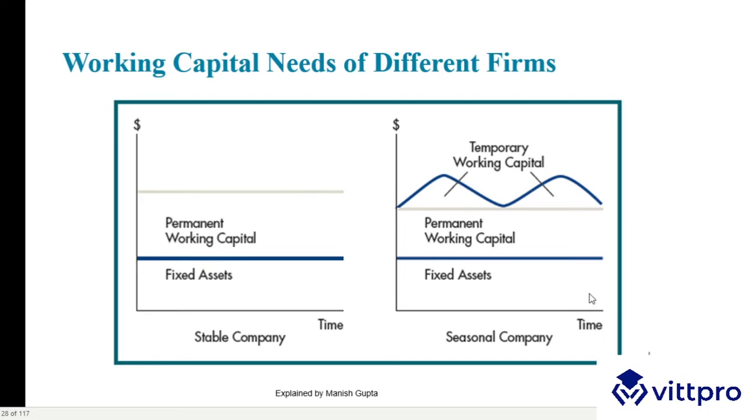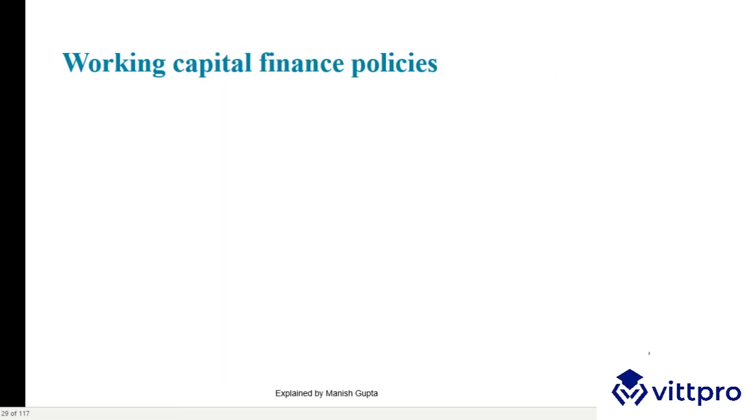And then there are seasonal companies where there is a fixed asset and there is a permanent working capital. There is another type of working capital which is temporary, which is needed only at certain times, whether there is a high spike of business or whether there is no business, right? So you will have different types of companies. The working capital finance policies are also aligned with the different types of companies that they have.